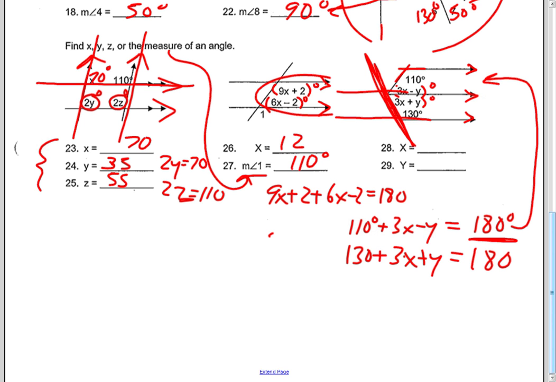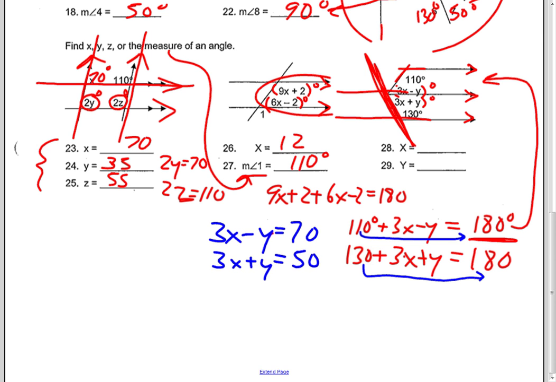They are consecutive interior. How do you solve two equations for two unknowns? What did you learn back in algebra? You could substitute. You could make one variable equal to everything else, get the variable alone, substitute. What's an easier way in this case? Elimination. How about elimination? Do you remember that? How about if I move 110 to the other side and 130 to the other side? I end up with 3x minus y equals 70, and I end up with 3x plus y equals 50.